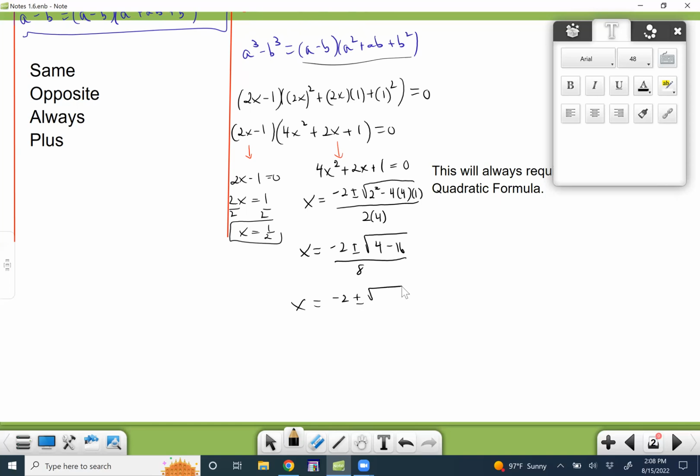So 4 take away 16 would be negative 12. And for negative 12, right? Let's go ahead and just break that guy down over here. We know we have to pull out an i. But then we know that 12 is 4 times 3. So 4 can square root, right? So it's going to be 2i root 3.